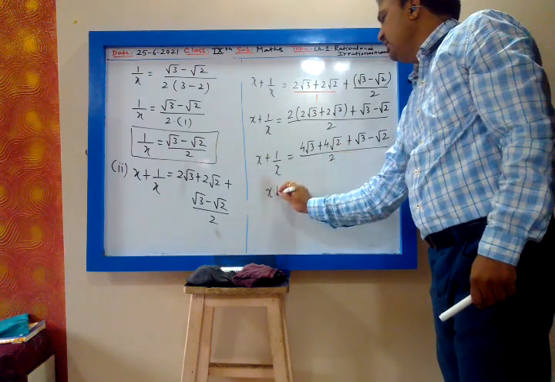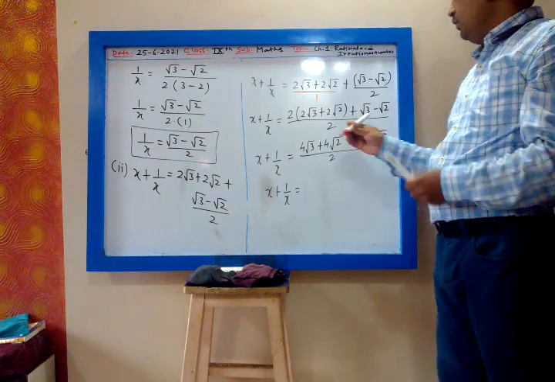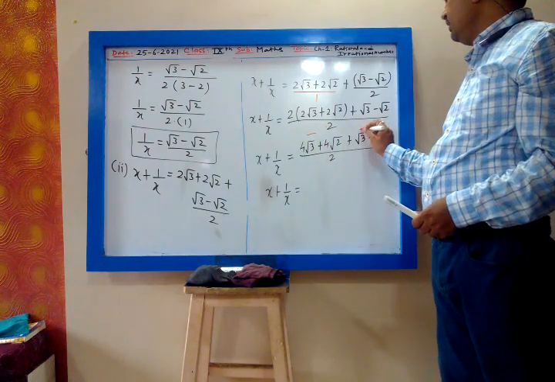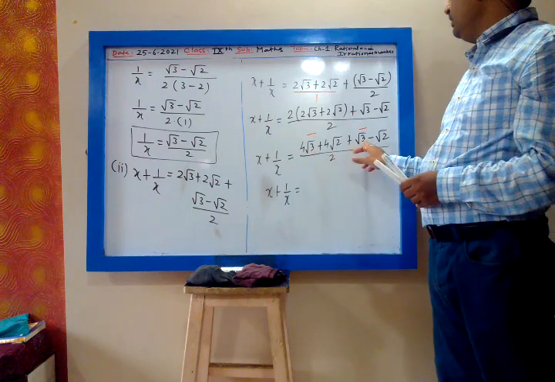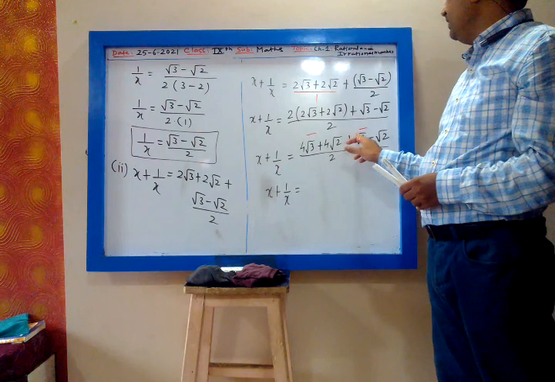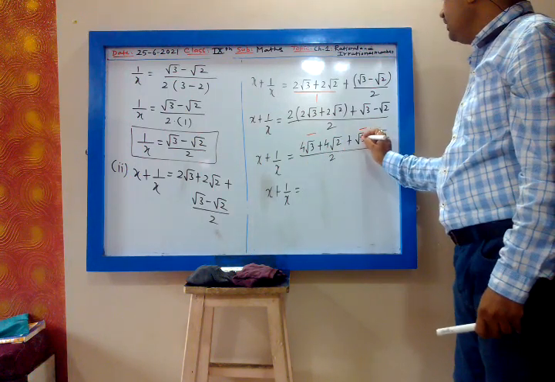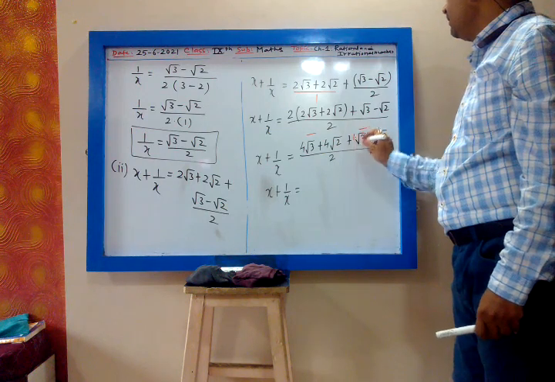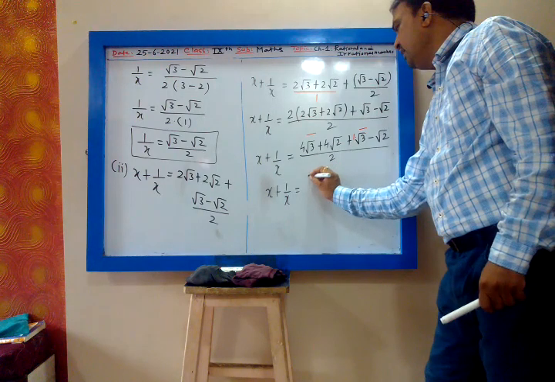So x plus 1 upon x. You can take the like terms together, 4 root 3 and root 3. You can add. So what will that be? You can take root 3 common. Then what is left? 4 plus 1. What is the coefficient of root 3? The coefficient of root 3 is 1. So 4 plus 1 is 5. So that is 5 root 3.